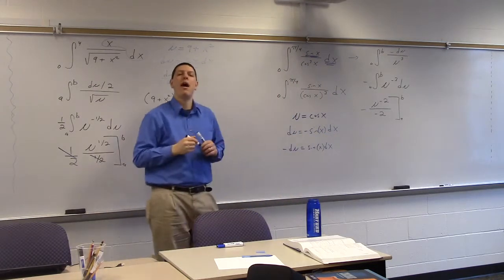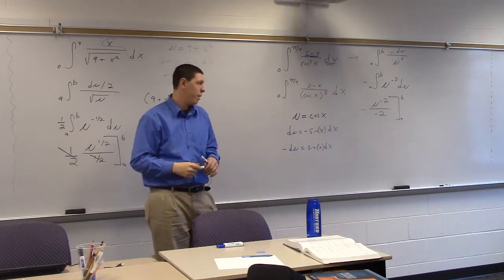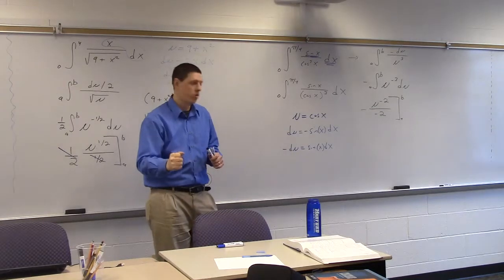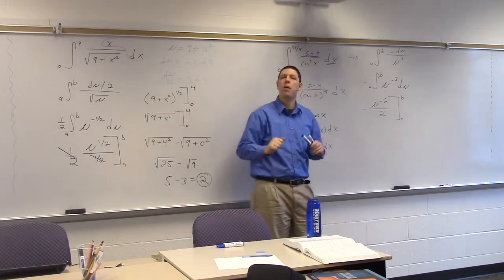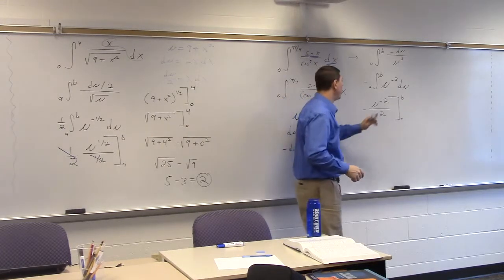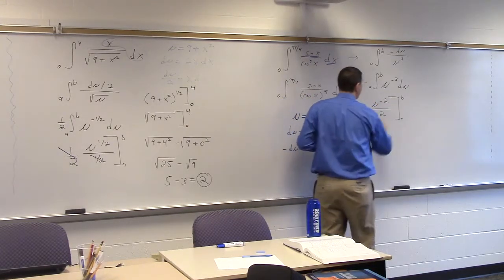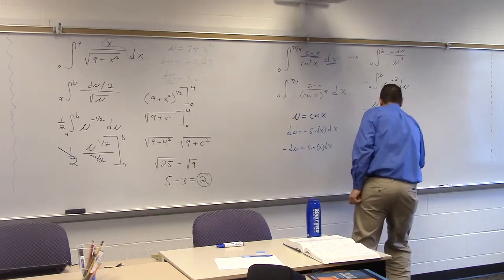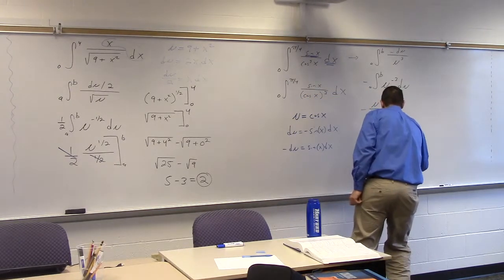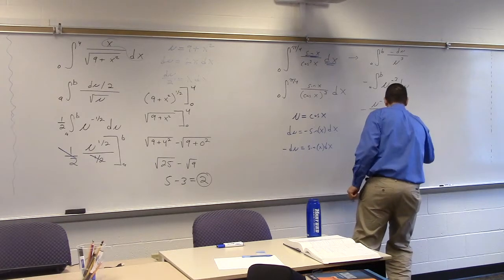What might be helpful now is to rewrite this a little bit algebraically so that it's a little bit nicer. Notice I have a double negative, which turns into a positive. I have a 2 on the bottom, and I can move the u to the minus 2 to the bottom. So let's rewrite this as 1 over 2u squared from a to b.